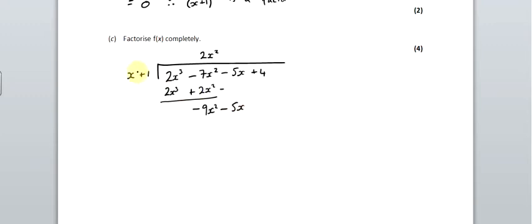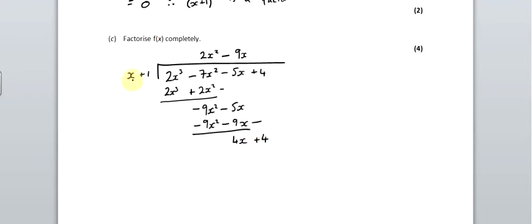And we do it again. We take the x and we say x goes into minus 9x squared, minus 9x. And then we take the minus 9x and multiply it first by the x, and then by the 1. And then we subtract, and those two go to 0. We're very careful here. Minus 5x minus 9x gives us positive 4x. And then we bring the plus 4 down.